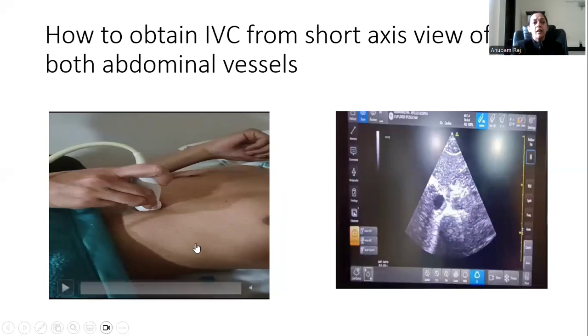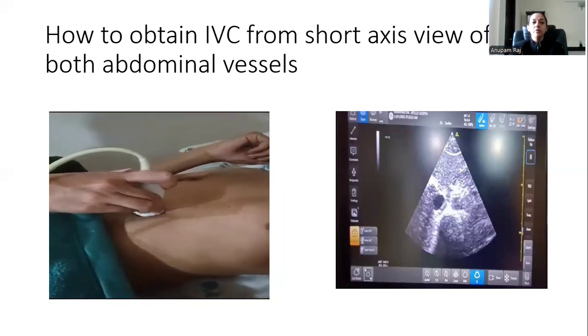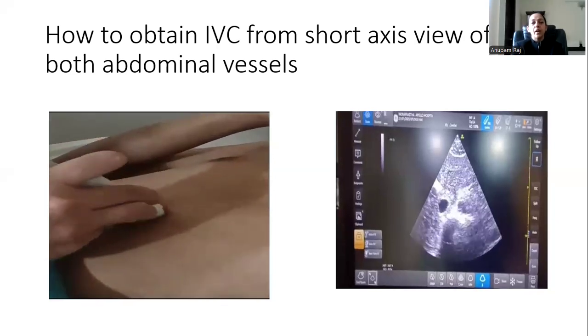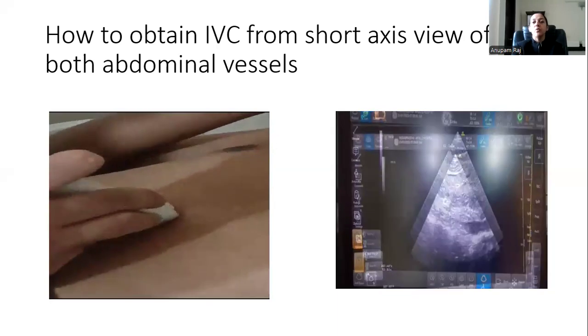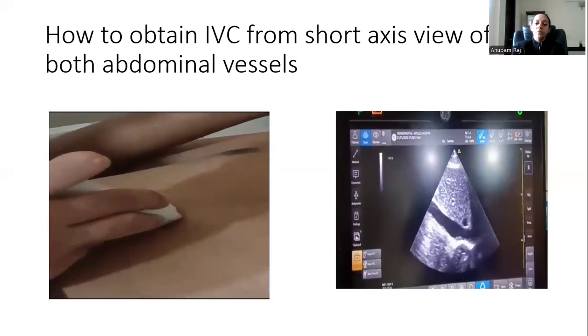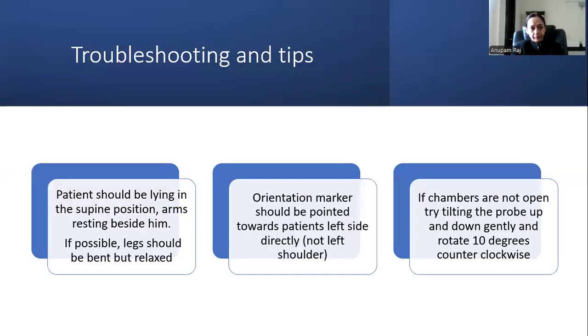And then here again, the orientation marker will be at 3 o'clock, and you are looking straight into the patient's stomach. And then slowly try to move the orientation marker so that it now faces cranially. And while doing so, keep an eye on the IVC and try to follow it. You will be able to acquire an image where it's opening into the right atrium, and you will also be able to see the hepatic vein opening.